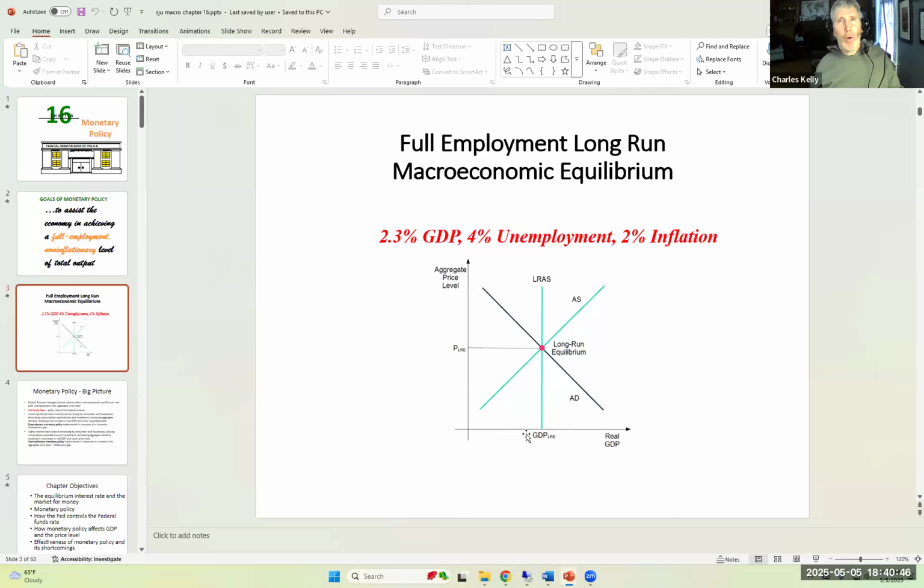So when you look and say, okay, how do I set up this model? Well, you've got demand and supply. You've got aggregate demand and aggregate supply.